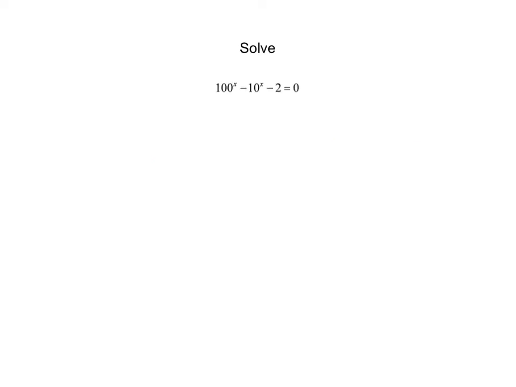Now I'm going to solve a different type of equation. There's no way to isolate 10 to the x. I've got to make a substitution so that I can solve for that. Now, notice 100 is 10 squared. Now, remember, when you have a power raised to a power, you can multiply those. And now I'm going to rearrange a little bit because multiplication is commutative.